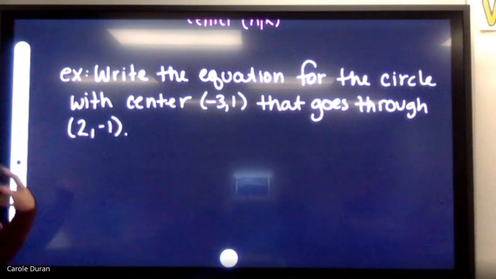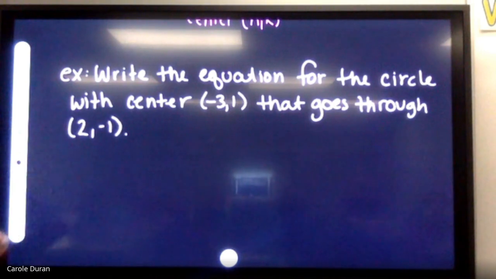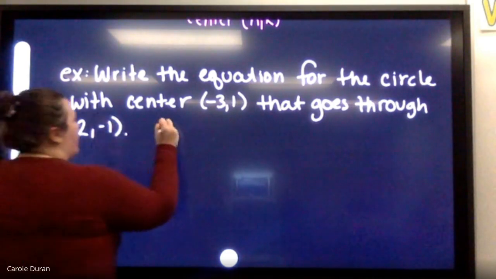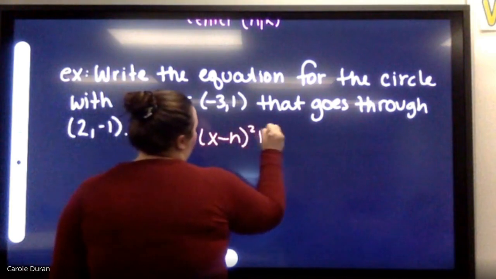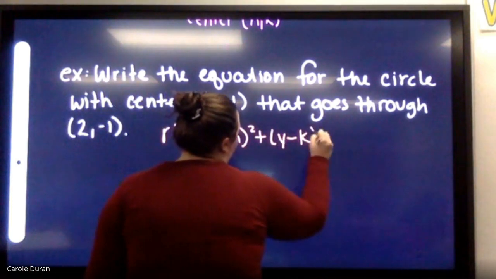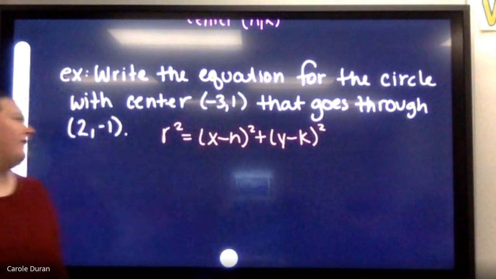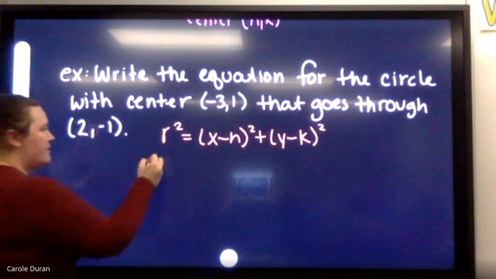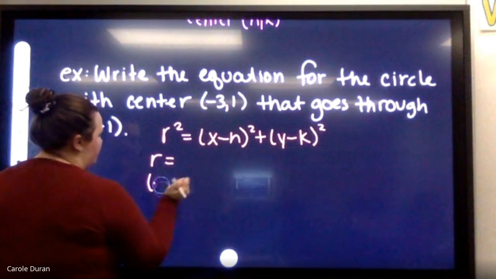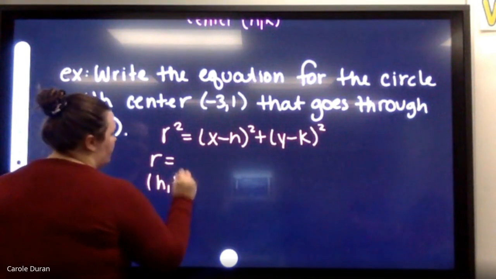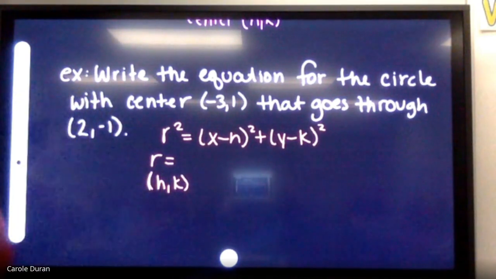So given this information, our end goal is to write that standard form equation that I just wrote above this. For ease, we're gonna go ahead and write that. So r squared equals x minus h squared plus y minus k squared. In order to fill this in, I need to know what r is, and I need to know what my center, h, k is. Those are the only two pieces of information I need for this.